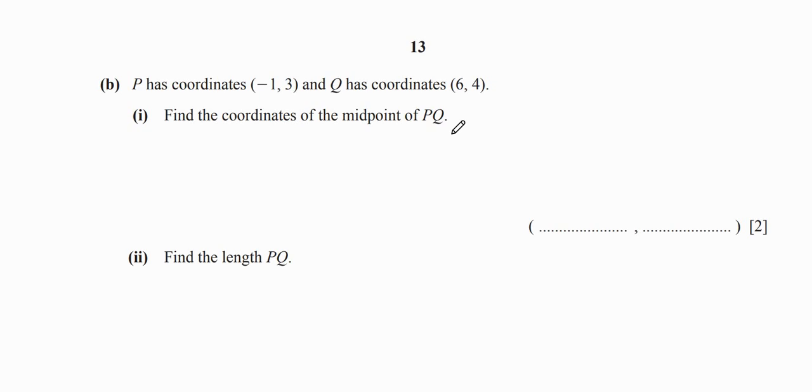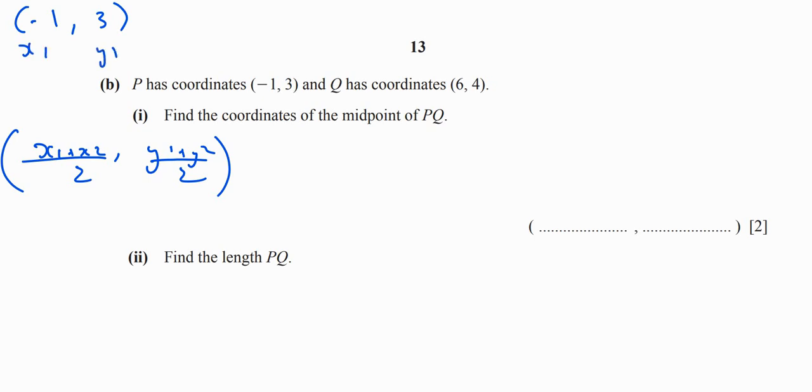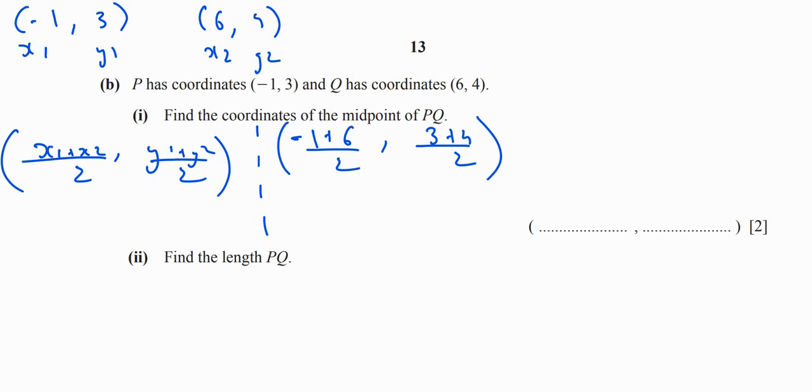Now, next question says, P has coordinates -1, 3, and Q has coordinates 6, 4. Find the coordinates of the midpoint. So look, the formula for midpoint is x1 plus x2 divided by 2, y1 plus y2 divided by 2. So -1, 3, write x1, y1, 6, 4, write x2, y2. So it is -1 + 6 divided by 2, 3 + 4 divided by 2. So the midpoint is going to be 5/2, 7/2, which are 2.5 and 3.5.